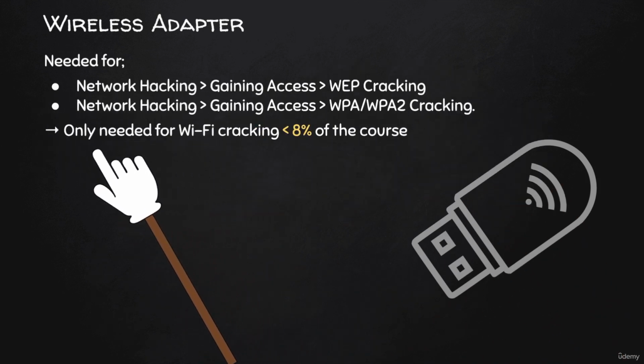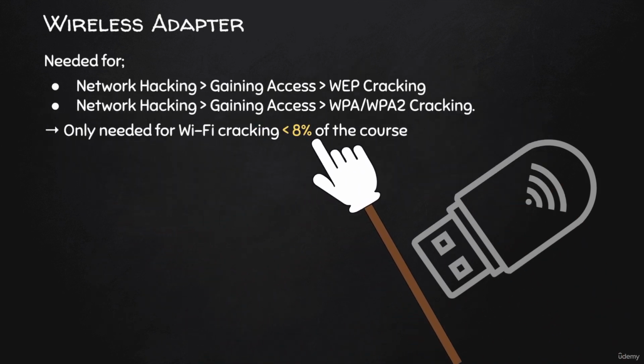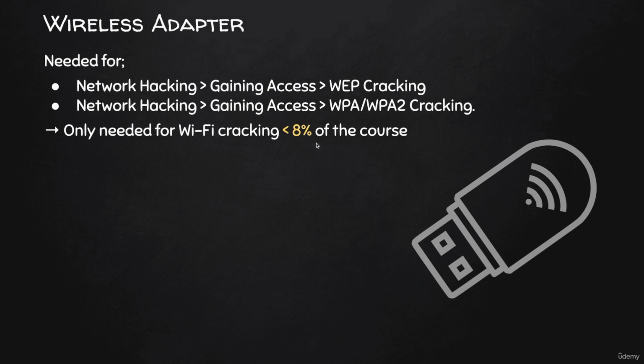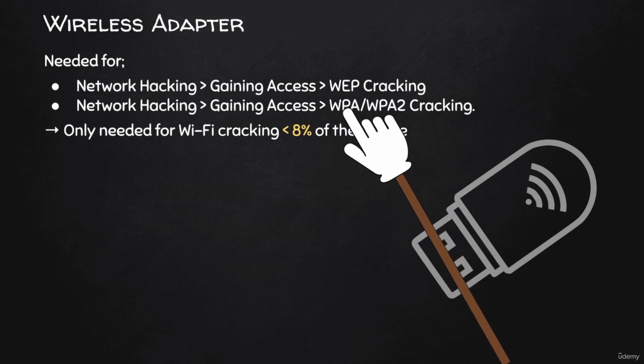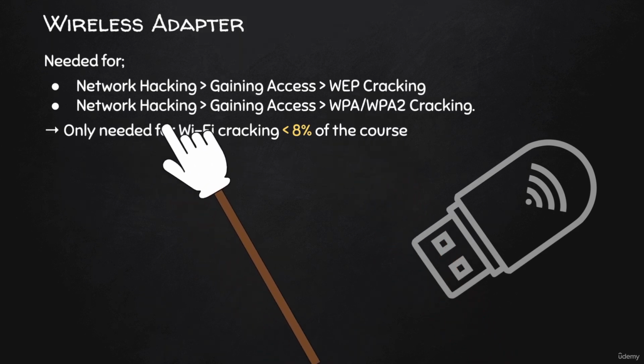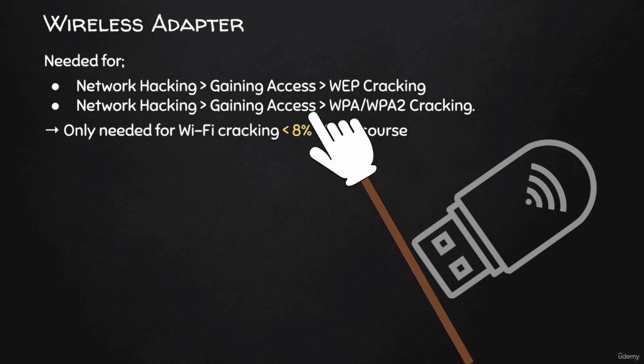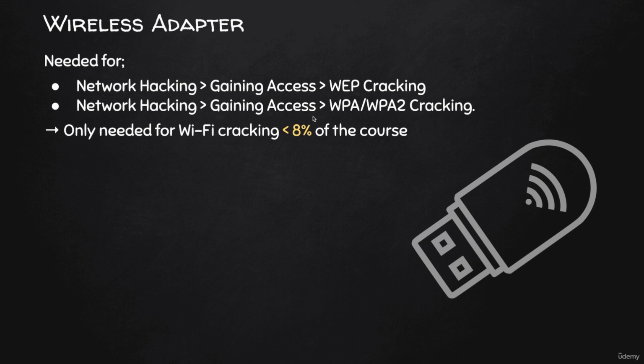These two sections account for less than 8% of the course. So, if you don't have a wireless adapter and can't afford to buy one, then that's completely fine. You could simply skip these two sections, continue from the network hacking post-exploitation section, and you'll be able to do everything else in the course without a wireless adapter.